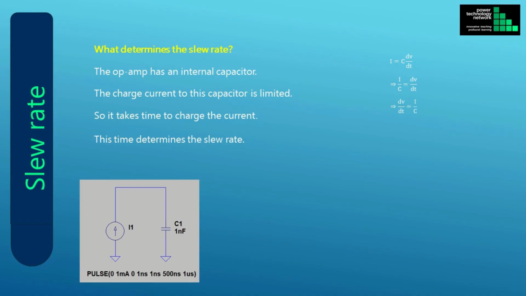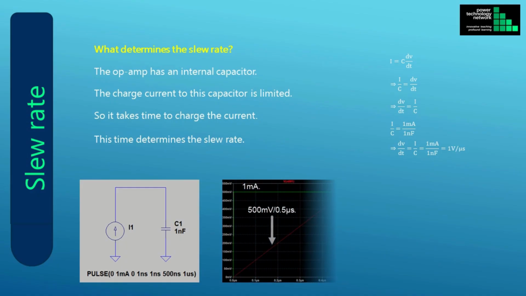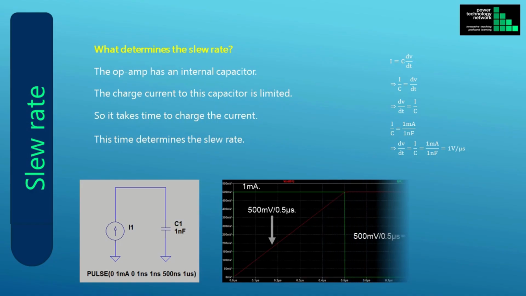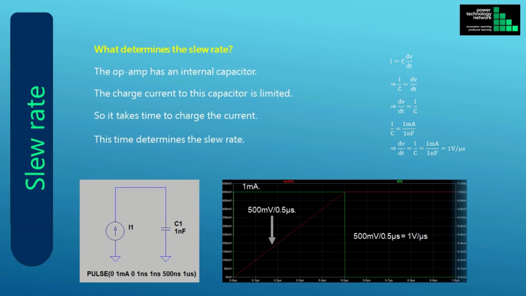The current is 1 milliamp, and the capacitor is 1 nanofarad. The example reduces to a slew rate of 1 volt per microsecond. This graph shows the 1 milliamp pulse current in green, and the linear rise in the capacitor voltage in red. The gradient of the red curve is 500 millivolts per half a microsecond. When simplified, this reduces to 1 volt per 1 microsecond.